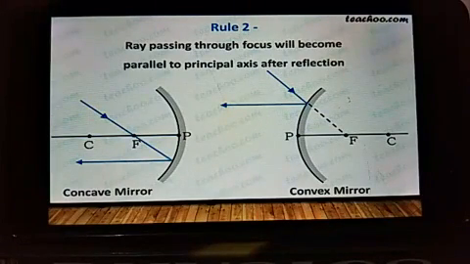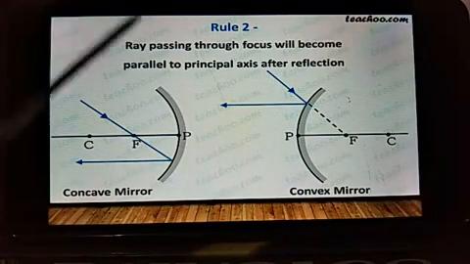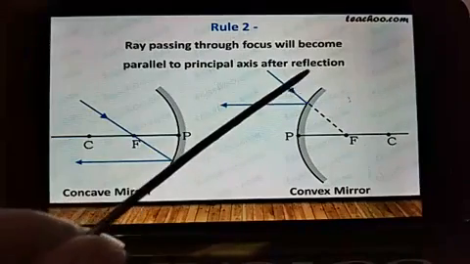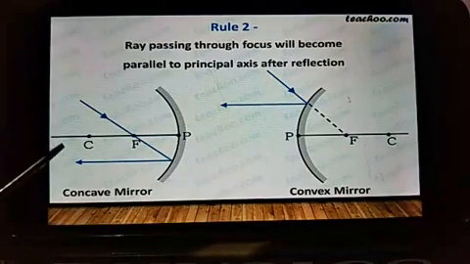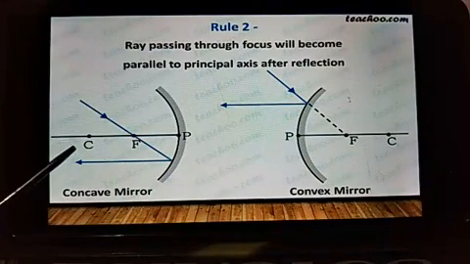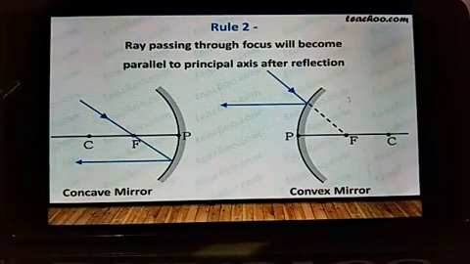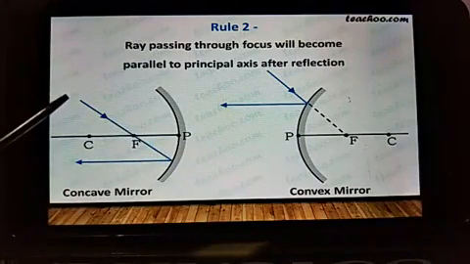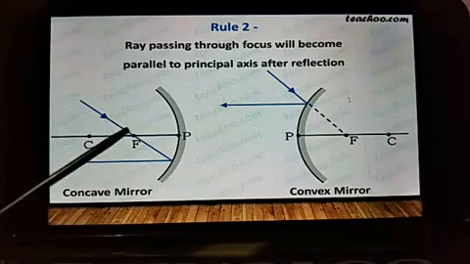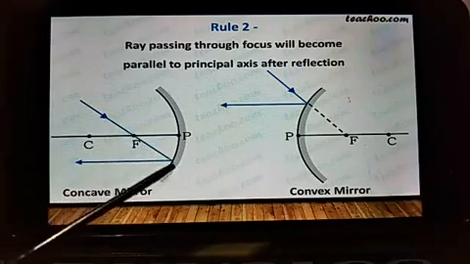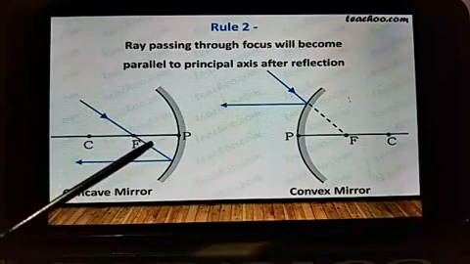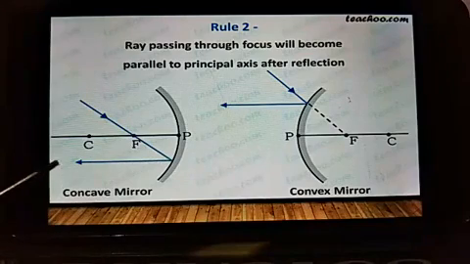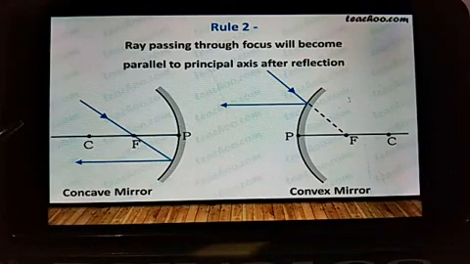Now rule number 2. A ray passing through the focus will become parallel to the principal axis after reflection. Now, what does the second rule say? If we have a concave and convex mirror and an incident ray of light coming towards the focus, passing through the focus of the concave mirror, what will happen after reflection? It will go parallel to the principal axis.